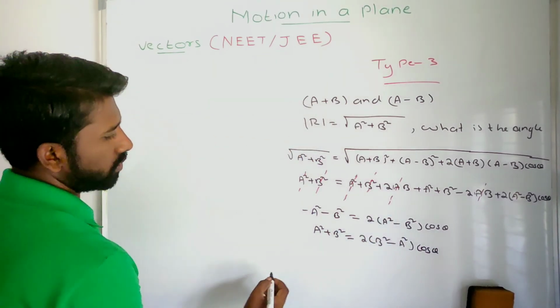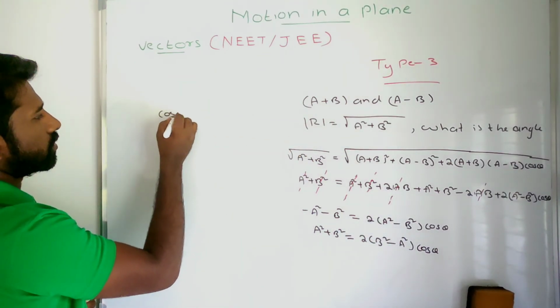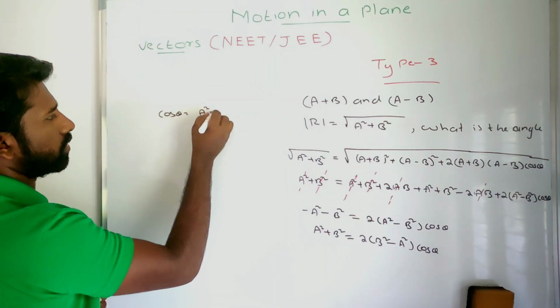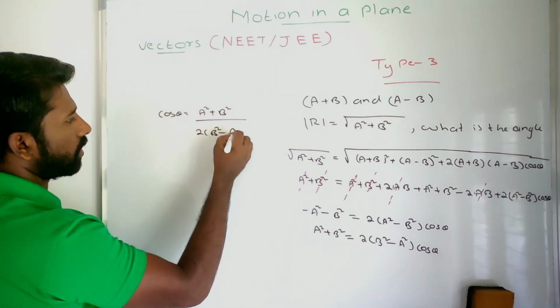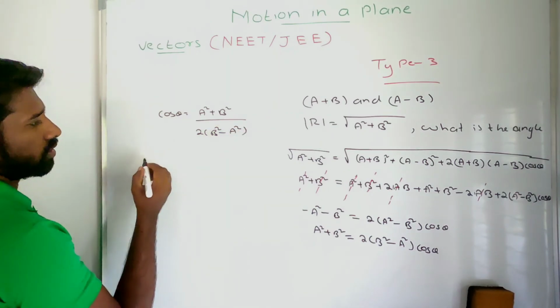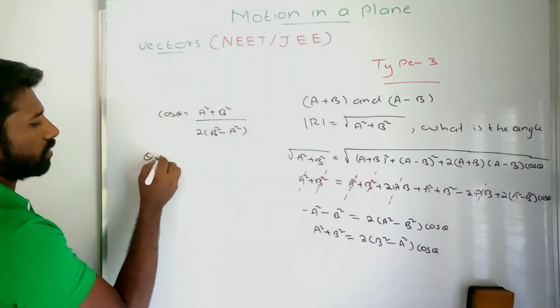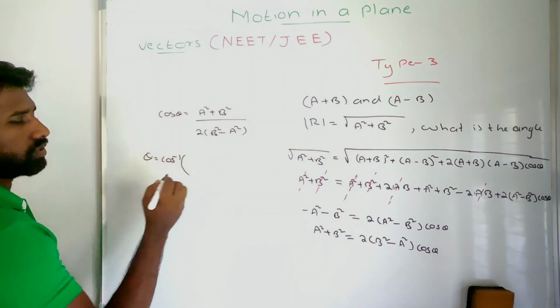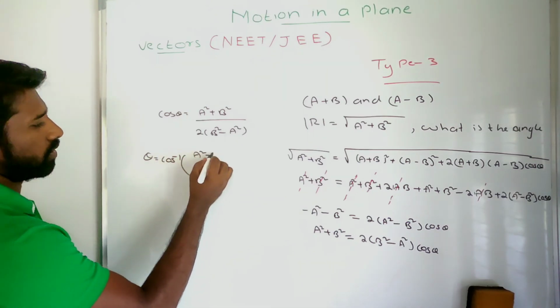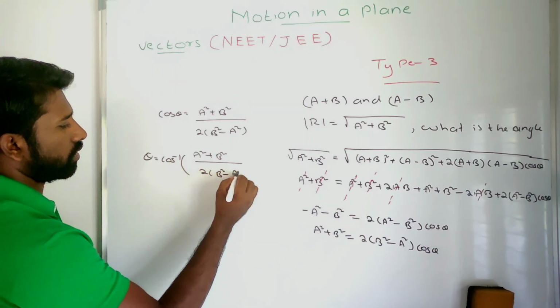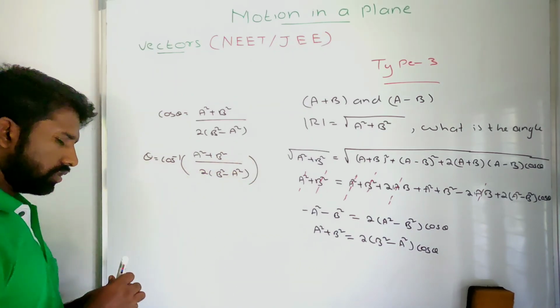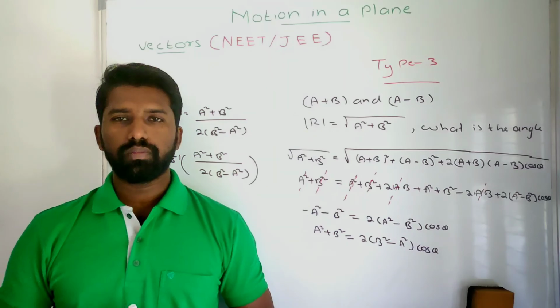Okay, then from this cos theta is equal to A square plus B square divided by 2 into B square minus A square. Take the cos inverse and you will get theta. So theta is equal to cos inverse of A square plus B square divided by 2 into B square minus A square. Okay, this is the type 3 problem.